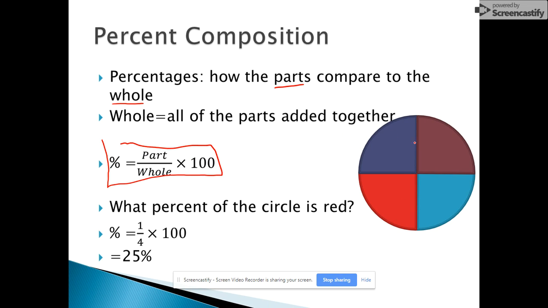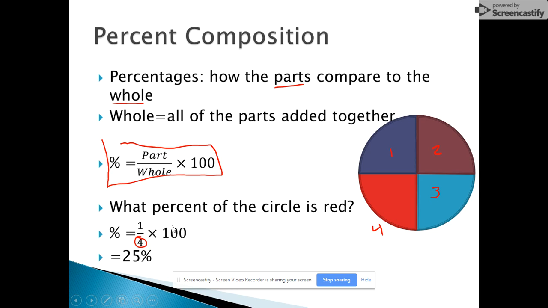For example, if we look at this little pie chart on the right, it asks what percent of the circle is red. So we figure out our whole. We have 1, 2, 3, 4 total pieces. So that means our whole is going to be 4. And we see that only one of the pieces is red. So the part is going to be 1. If we plug those into our equation, 1 part over 4 for the whole times 100 gives us 25%.